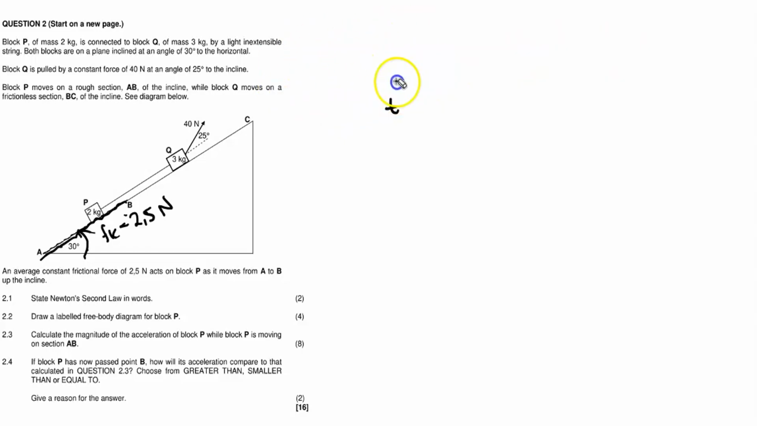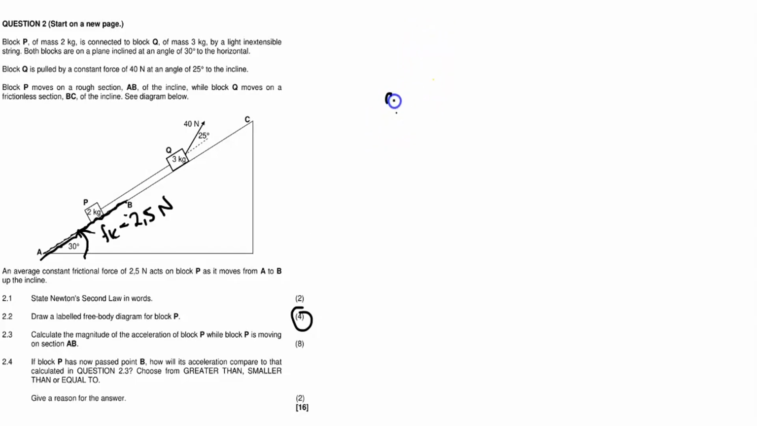Now we move to question 2.2. They say to you, draw a labeled free body diagram for block P. And then here you always look at the number of marks. It will be the same as the number of forces that are acting on that particular block. So this one is out of 4 marks. We are expected to show 4 forces.